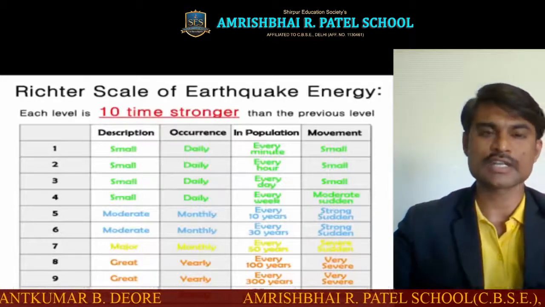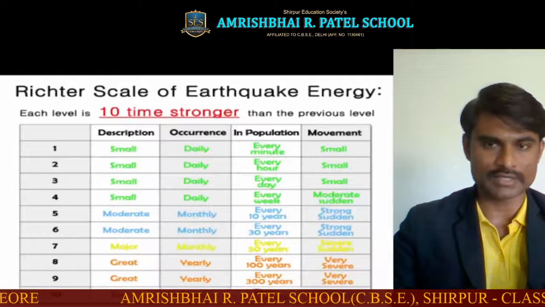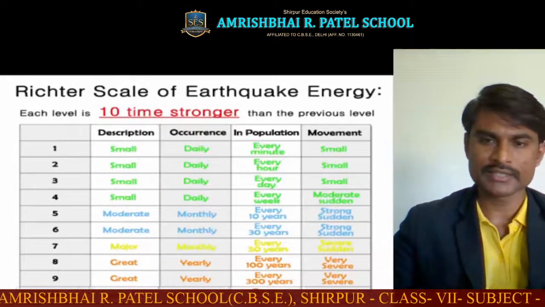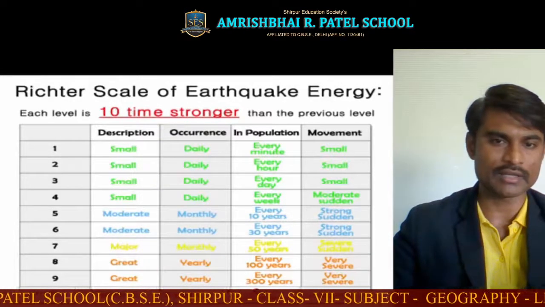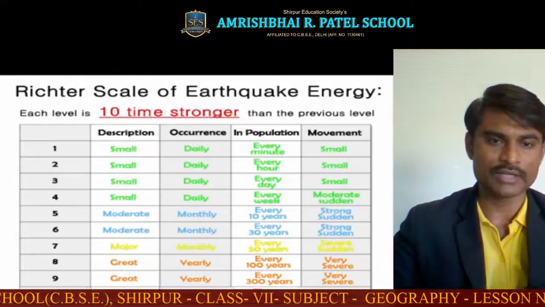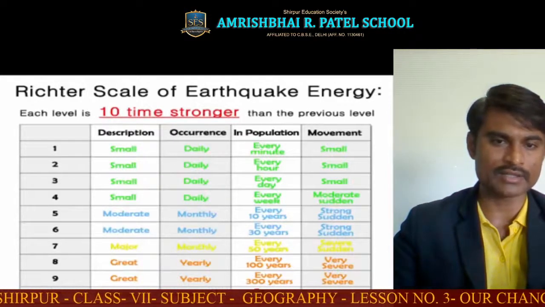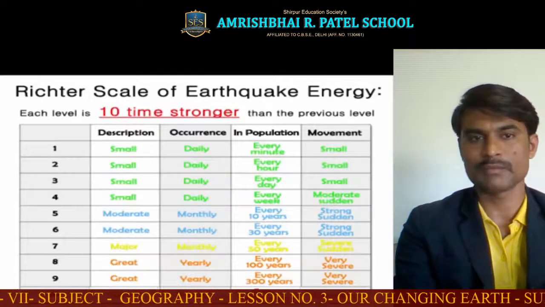This is the Richter scale of earthquake energy. Each level is 10 times stronger than the previous level. You can see the description, occurrence, population and movement given here. Richter scale 1 to 9 is given, with great, yearly, every 100 years, and very severe at 9. This is the raw data given.